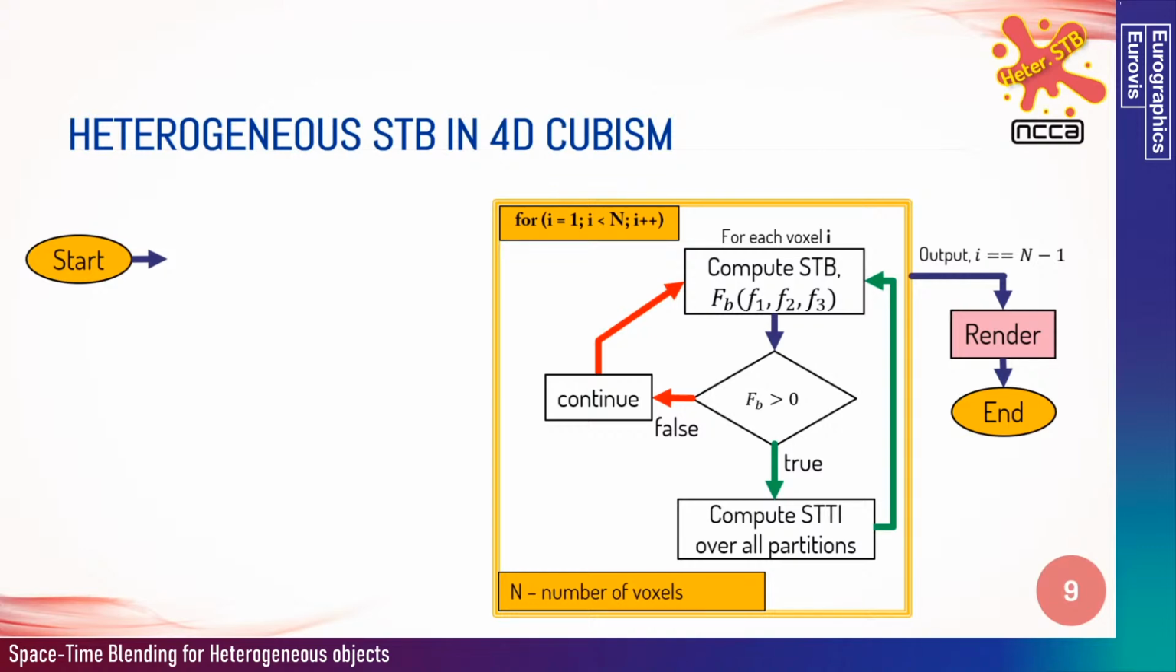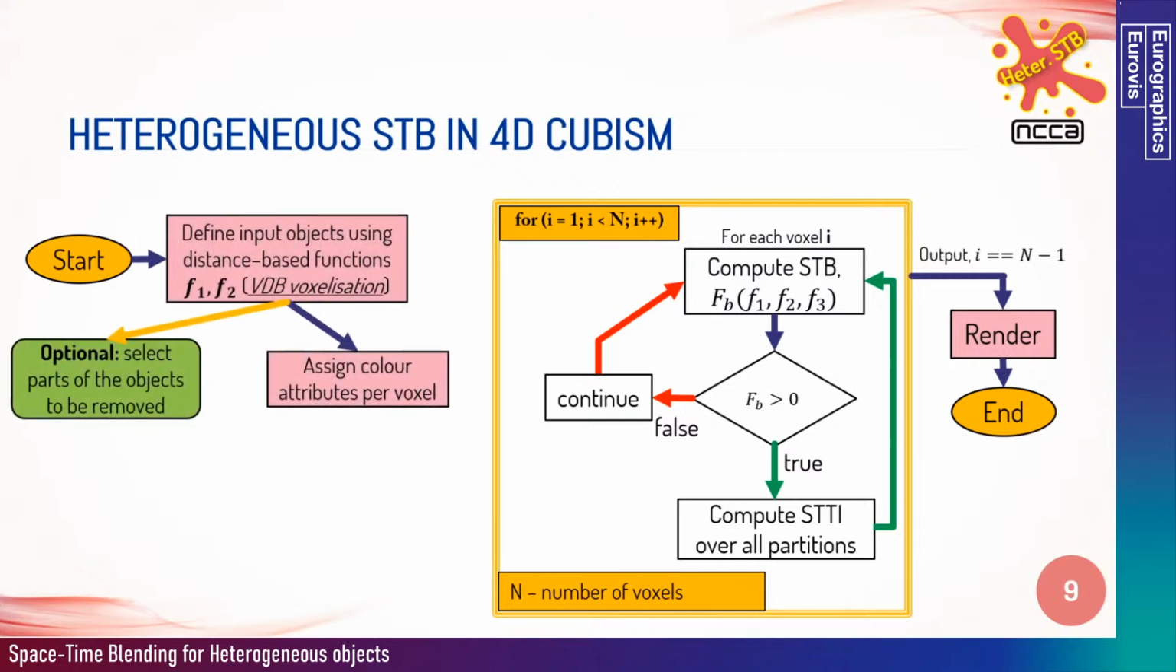Basically, as you can see, the core of the basic algorithm for heterogeneous spacetime blending is pretty much the same. All differences in the algorithm happen before computing the heterogeneous spacetime blending. The first step is still the same. We need to specify two distance-based objects defined by functions f1 and f2. After it, we have two options.